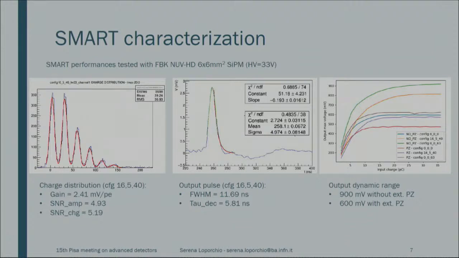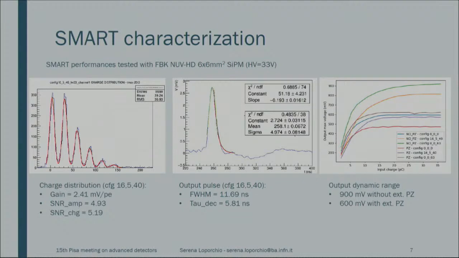Here we can see the results of this characterization, and we have here on the left the charge distribution with a very good signal-to-noise ratio, which is about 5, both for the charge distribution and for the amplitude distribution, which also shows a gain of 2.4 millivolts per each photoelectron.